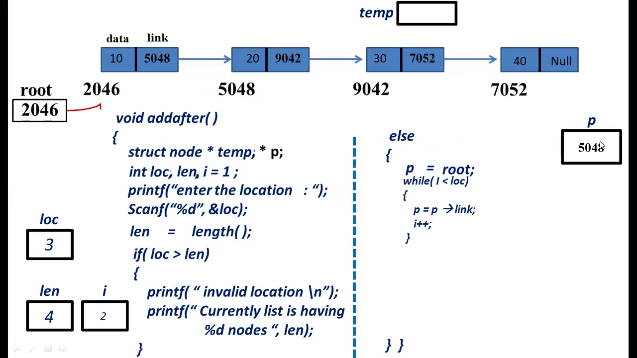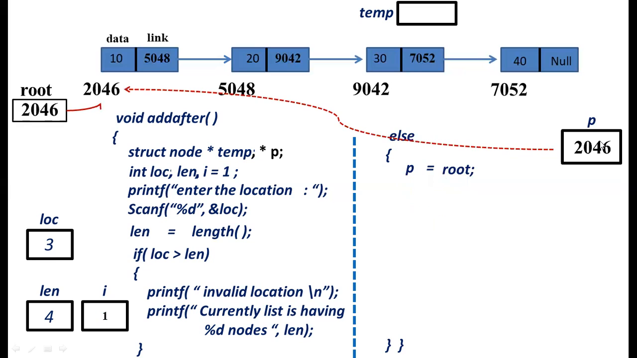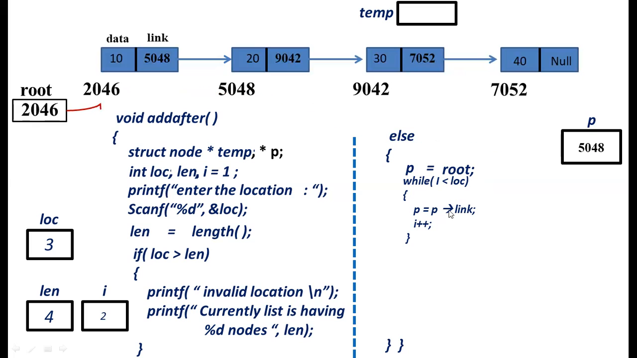Here the I value is 1. Once we write the logic, I is less than LOC, I value 1 is less than 3. So P to link value becomes P. What is P to link? P is previously pointing to this node, so P to link value is 5048. 5048 is stored here. I plus plus, so I became 2.